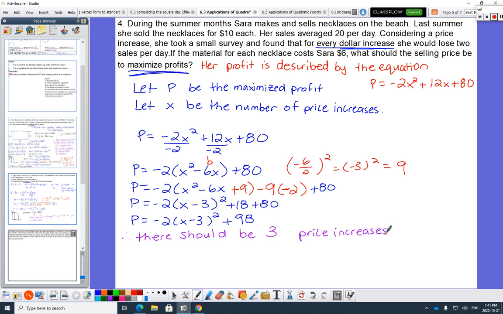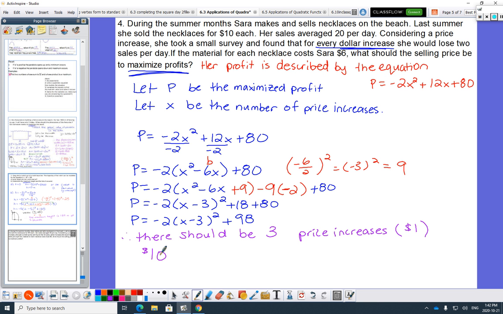So the pricing, all we've done is the number of price increases. She wants to increase it by every dollar, okay? Doesn't have to be $1. That's just what Sarah has picked. What was her original price? Good. And she wants to increase it by $1 3 times.